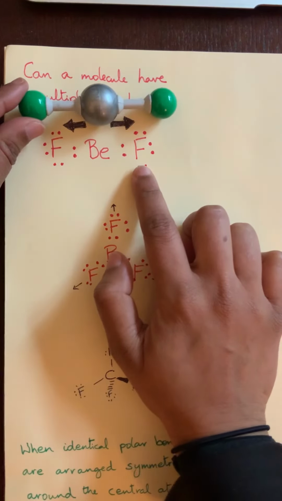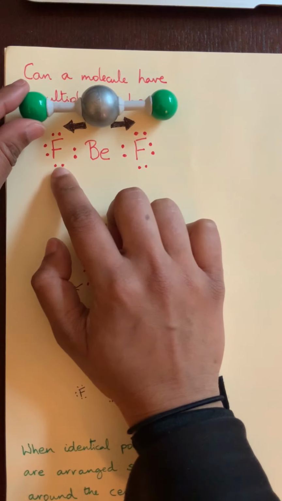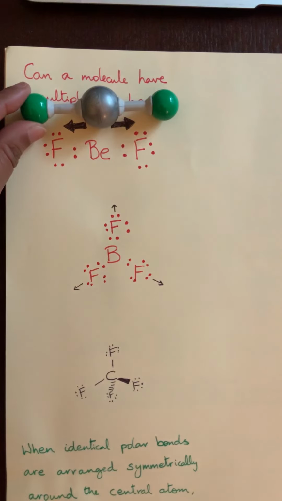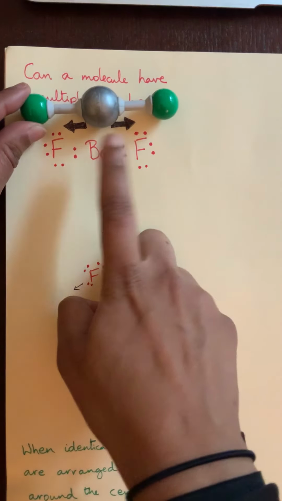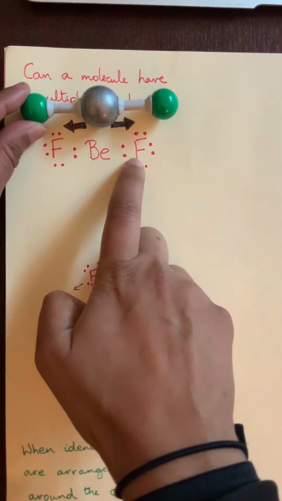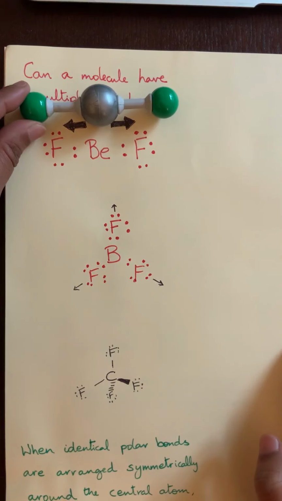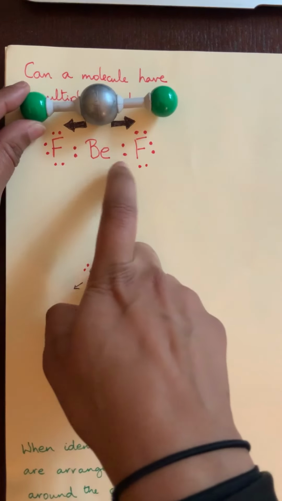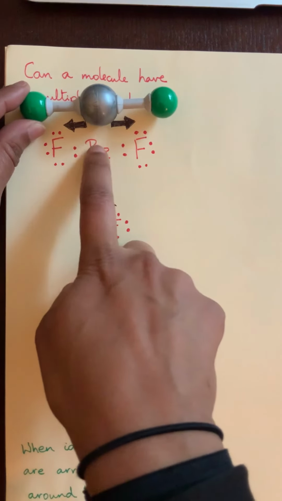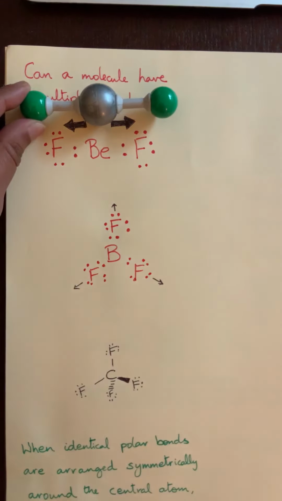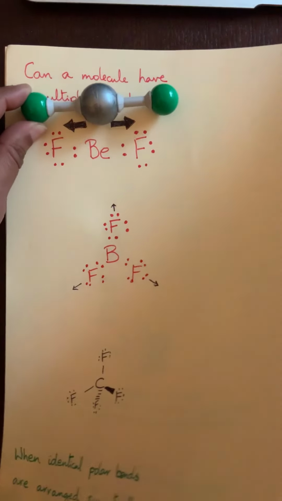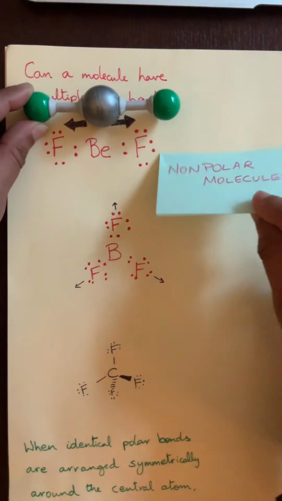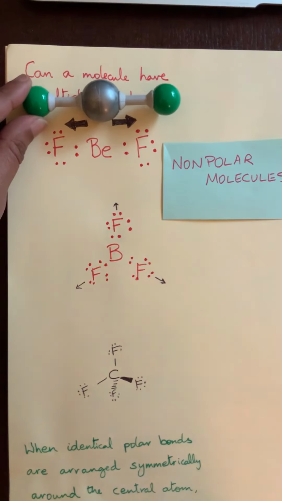Fluorine is still very electronegative on both sides, and so each fluorine is pulling these electrons. So now think of it as a tug of war between the fluorines, and the prize is beryllium's shared electrons. Now in this case, because this is a polar bond going this way, and this is a polar bond going this way, the two end up canceling each other out. What does it mean to cancel each other out? It means this molecule is nonpolar.